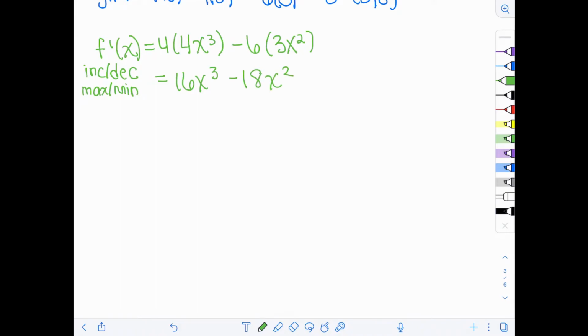So our derivative is 16x cubed minus 18x squared. What we do a lot of when we're using the first and second derivative is set them equal to 0. If we were dealing with the original function, that gave us the x-intercepts. When we do that with the first derivative, that's how we find critical numbers.